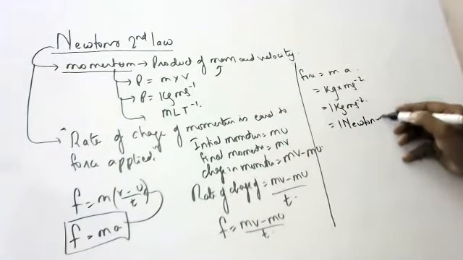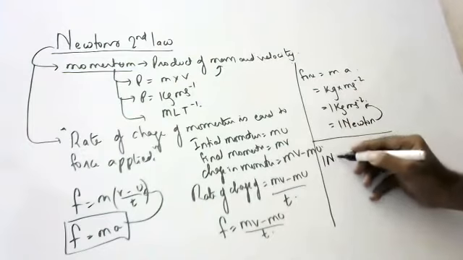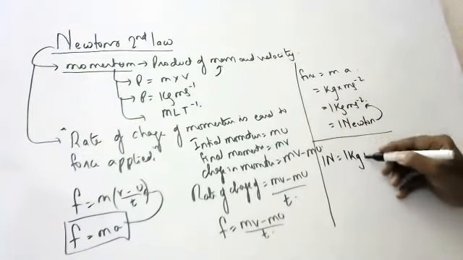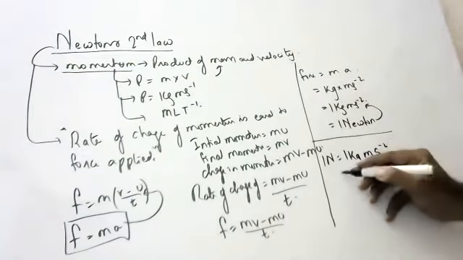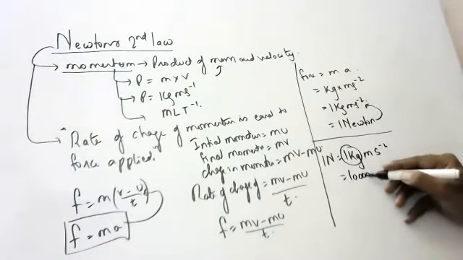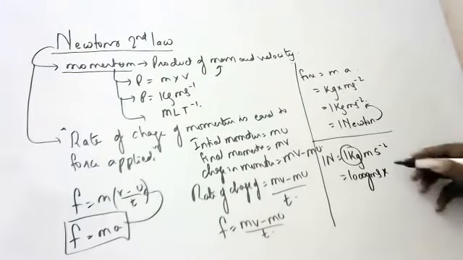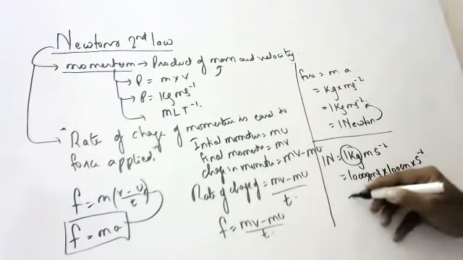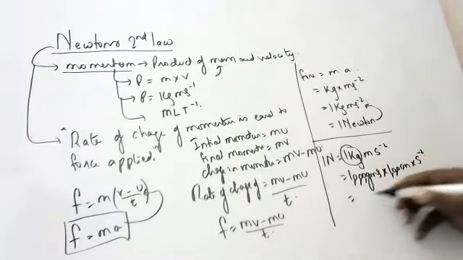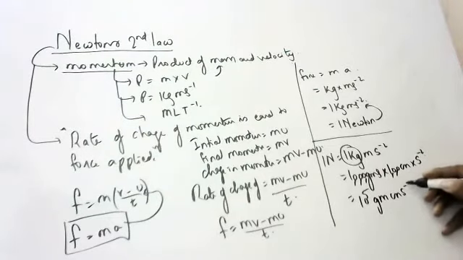What is meant by 1 Newton? 1 kg meter per second square. 1 kg will have how many grams? 1000 grams. 1 meter will have how many centimeters? 100 centimeters. Second square won't change. So 10 to the power of 5 grams centimeter per second square.